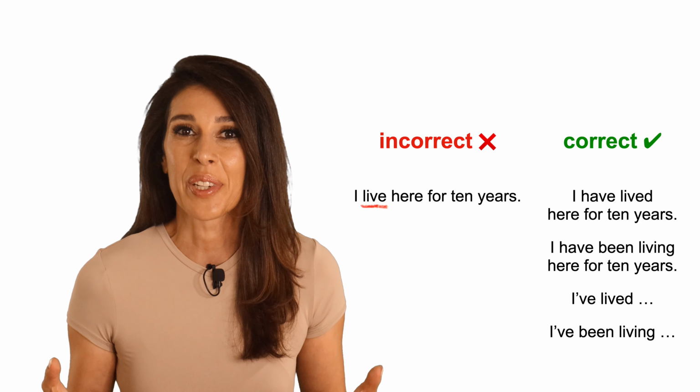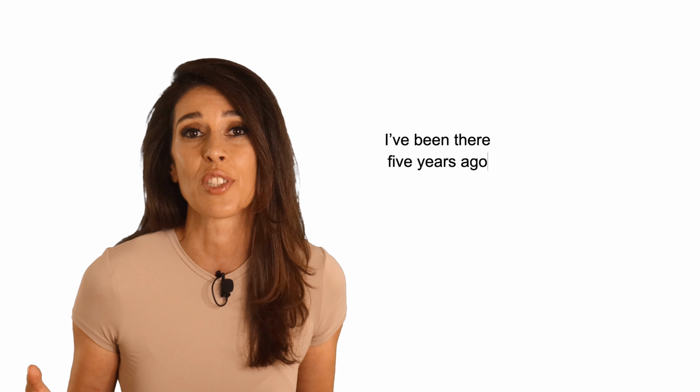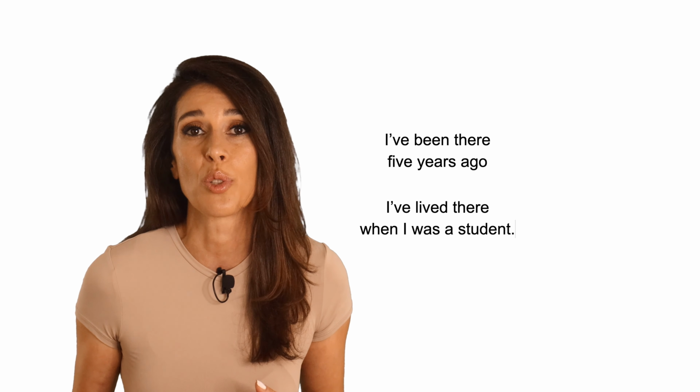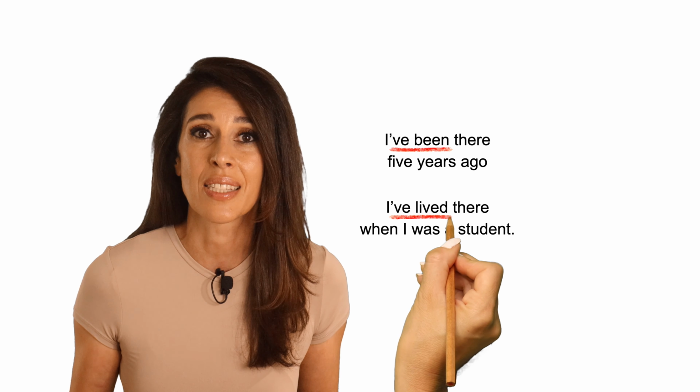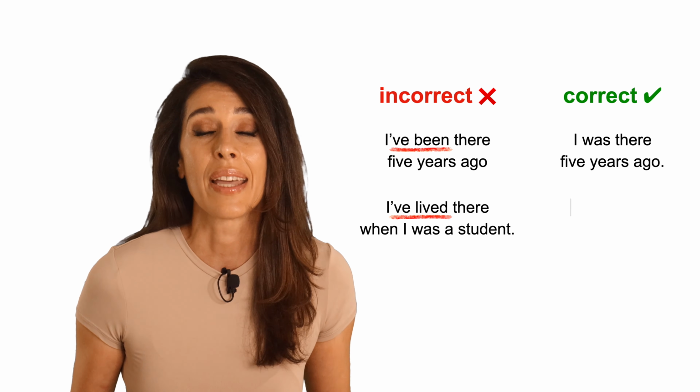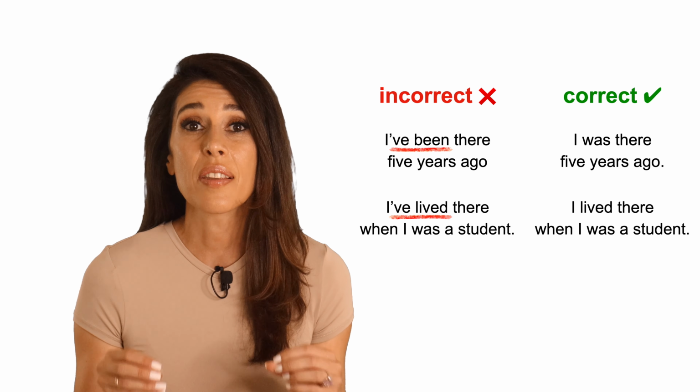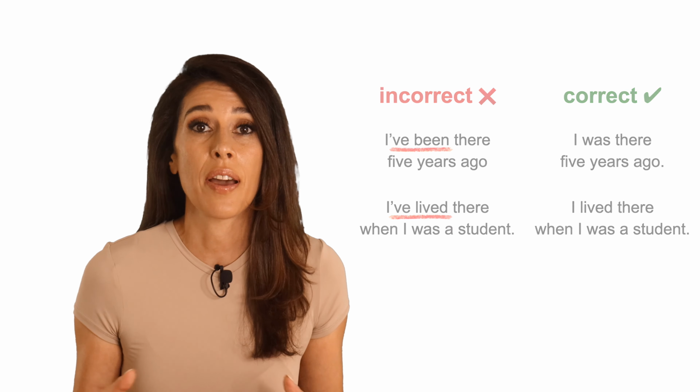But I think when people learn the present perfect, sometimes they start overusing it in sentences where they actually need to use the simple past. For example, I've heard people say, "I've been there 5 years ago," or "I've lived there when I was a student." But the correct form for these sentences is "I was there 5 years ago," and "I lived there when I was a student." You need the simple past form here because you specify the exact time: 5 years ago and when you were a student. When you use a specific time like 5 or 10 years ago, 2011, or when you were a student but you're not a student anymore, you need the simple past and not the present perfect form.